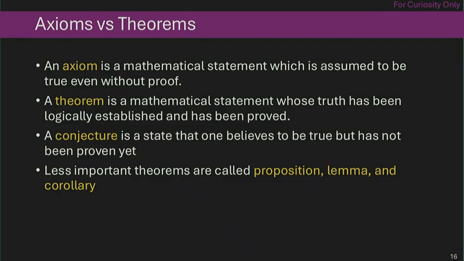And another thing is a conjecture. A conjecture is a statement that one believes to be true but has not been proven yet. I just assume it to be true, and that's probably something I want to prove. It's my conjecture for now. And there are some other names, like the less important theorems called proposition, lemma, and corollary. The slight difference is that a lemma is an intermediate step in your proof, which you use to prove more theorems, and a corollary is like the concluding theorem. But again, these are purple slides, so don't worry about it.